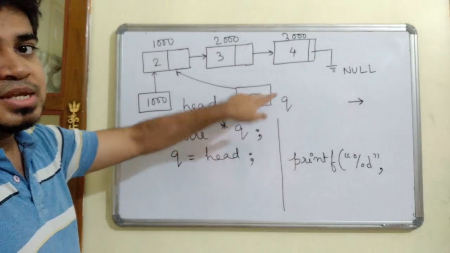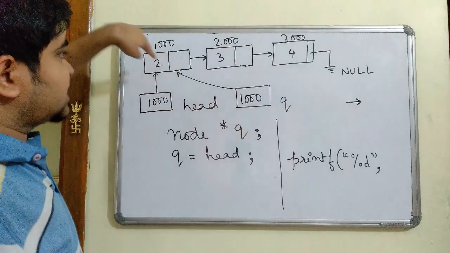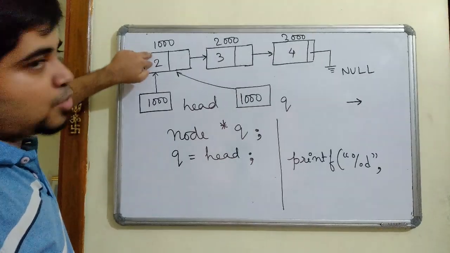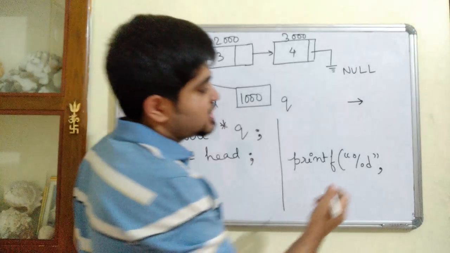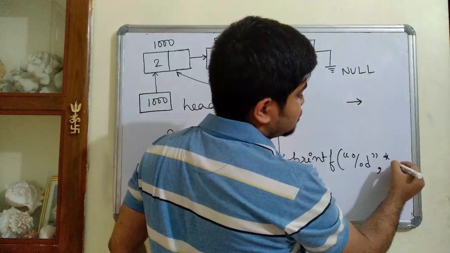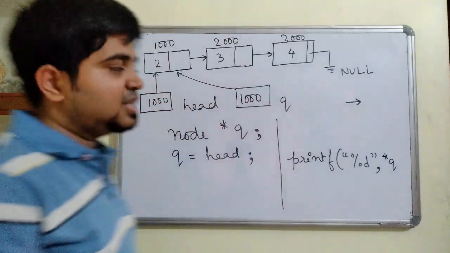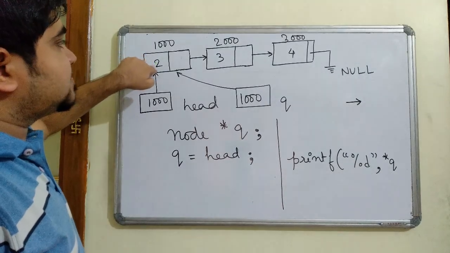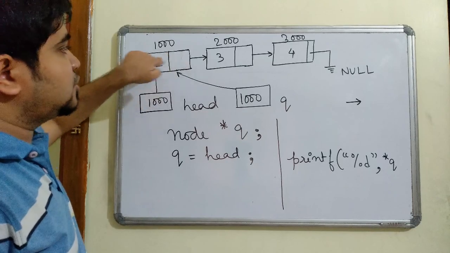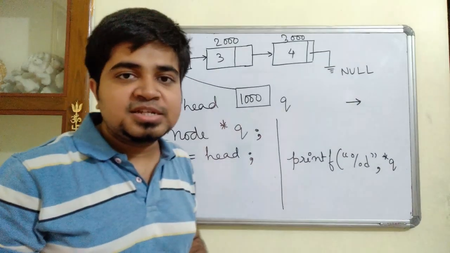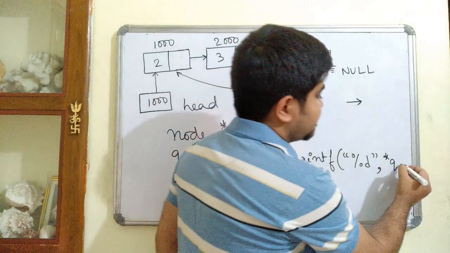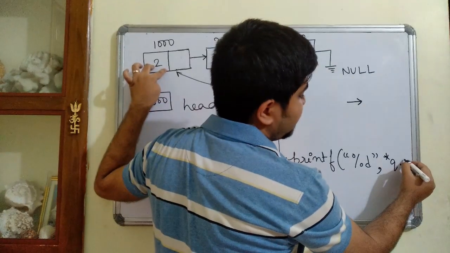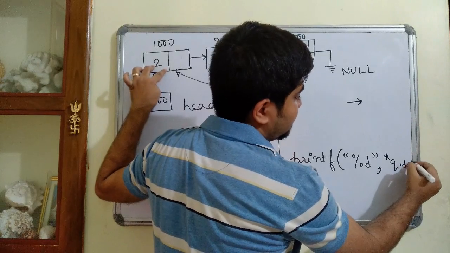Q is 1000. So this person Q is actually standing at 1000, right? Now if I want to enter the box, I have to associate a star with this person. So star of Q. The person has entered the box. Now there are two parts. One is this part and the other is this part. Which one to access? We access it with a dot. So we specify dot, and we want the data part. So we specify data.